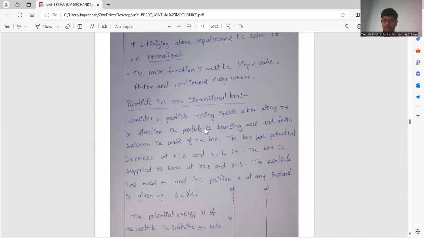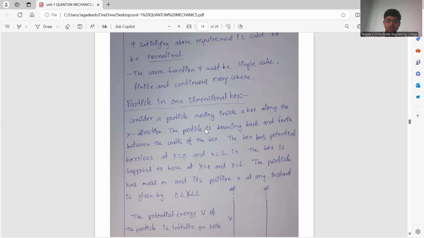Next, after the Schrodinger time independent wave equation and the topics of the Born interpretation and physical significance of the wave function, the next topic is the application of the Schrodinger time independent wave equation. One application is the particle in a one dimensional box.